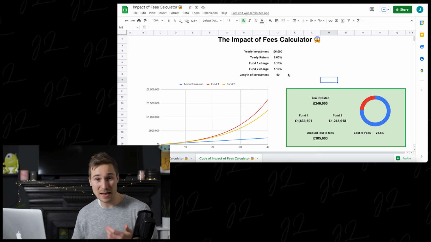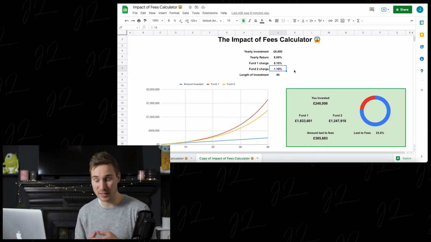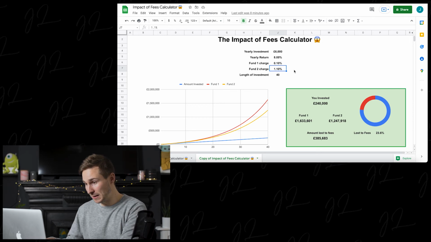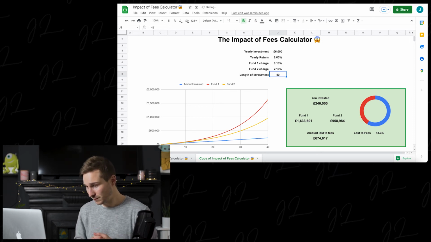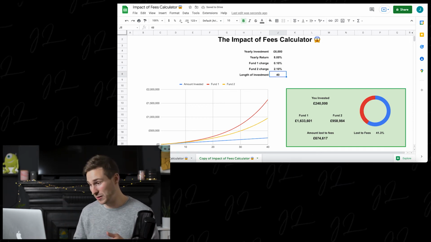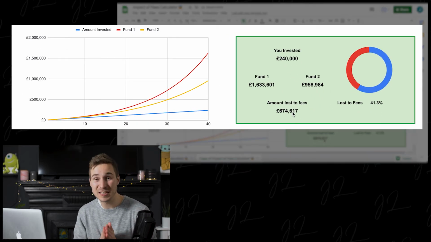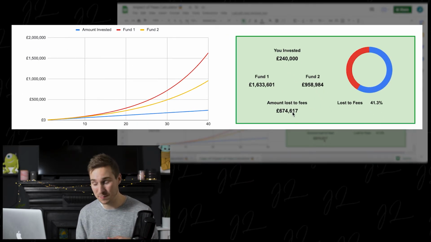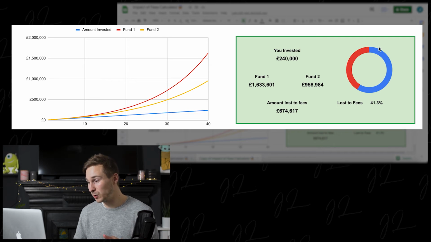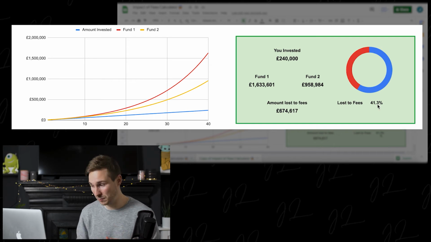So if we imagine we had a financial advisor in this account charging that 1%, so let's make this 2.1%. You can see there the huge difference. We would lose a total of £674,000 in those fees. And all of a sudden, we're losing 41%.